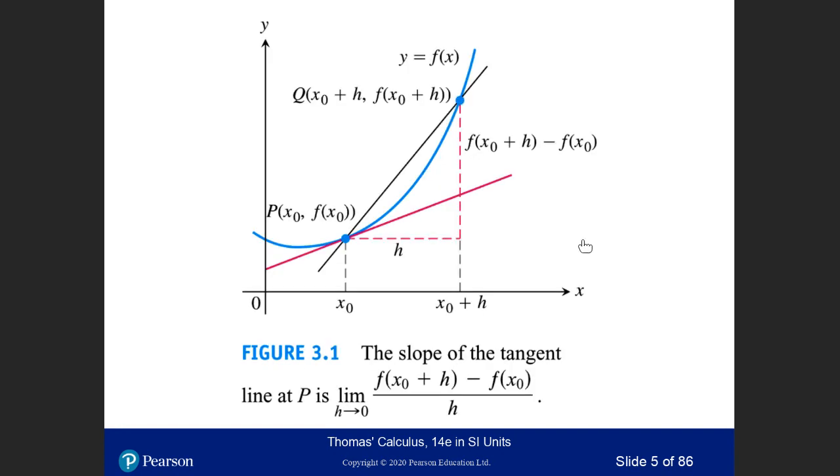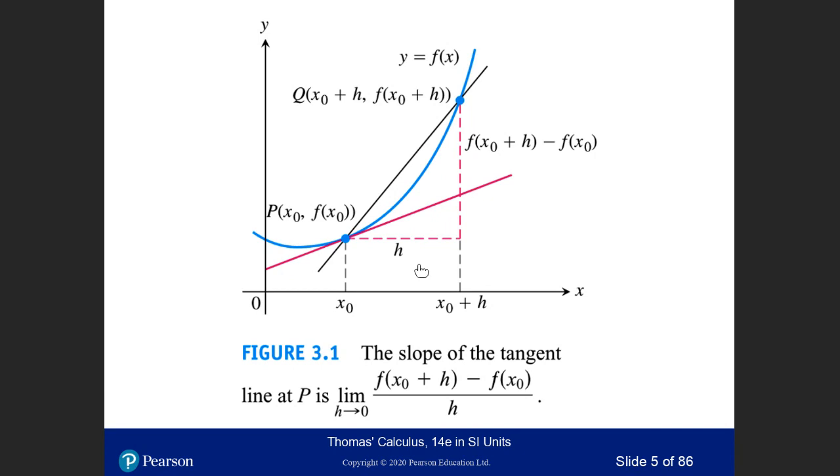Okay, let's look at it pictorially. What happens here? That's your function in blue, y is equal to f of x. That's the point x sub 0, f of x sub 0. That's the point x sub 0 plus h, and f of x sub 0 plus h. So the coordinates of Q are x sub 0 plus h and f of x sub 0 plus h. Now, if you look at the difference between f of x sub 0 plus h and f of x sub 0, that's this distance here. Of course, the difference in the x coordinates is h.